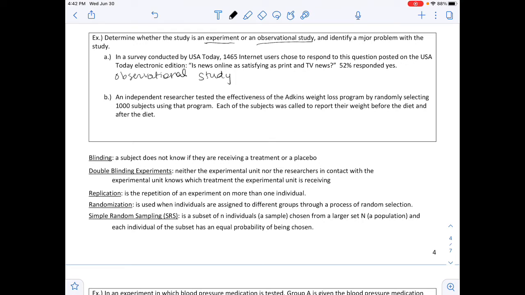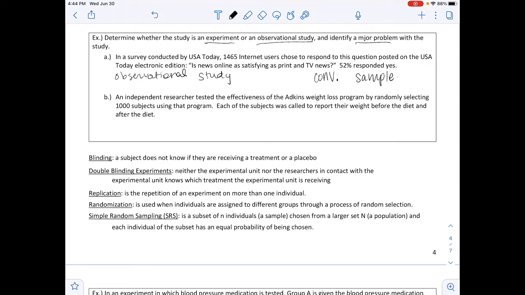And then it also asks for what is the major problem with this study. So the issue with this study would be that it is a convenience sample, and we are asking for people to respond to this question and not collecting an accurate sample of our population.